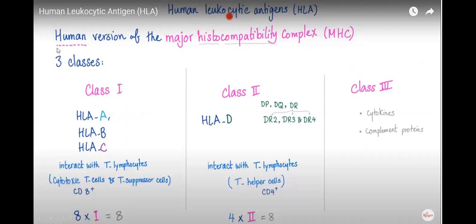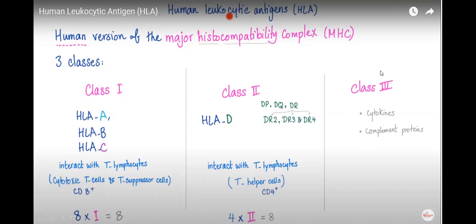There are mainly three classes of MHCs: class 1, class 2, and class 3. Class 1 has major gene families, called HLA-A, B, and C. Class 2 constitutes HLA-D. Again, D is divided into three: DP, DQ, and DR. DR is further divided into DR2, DR3, and DR4. These are the different gene families of class 2.